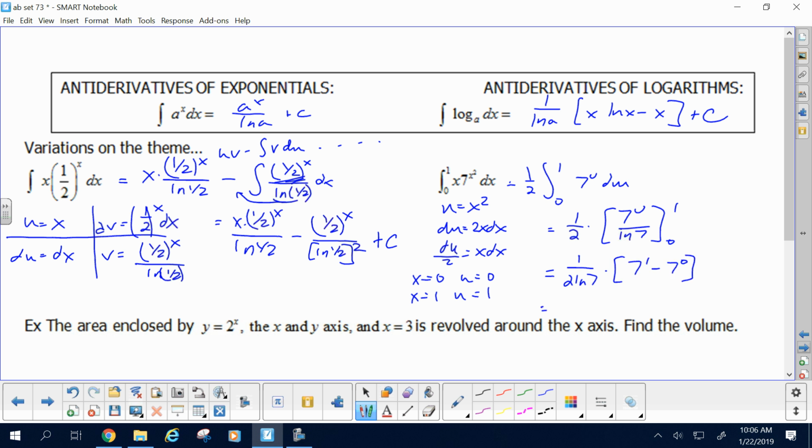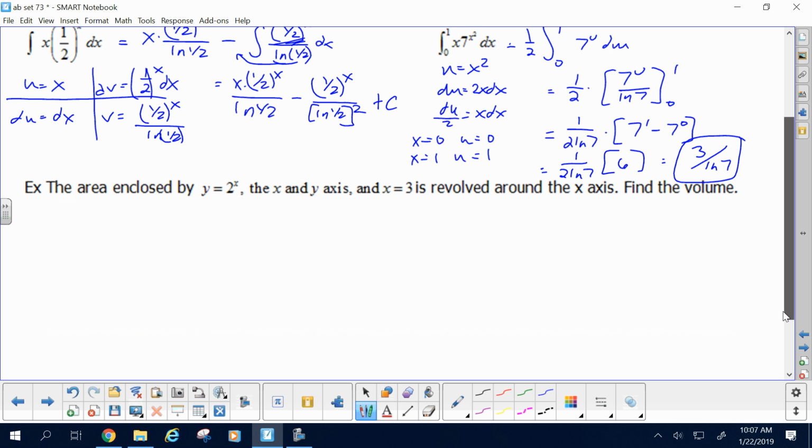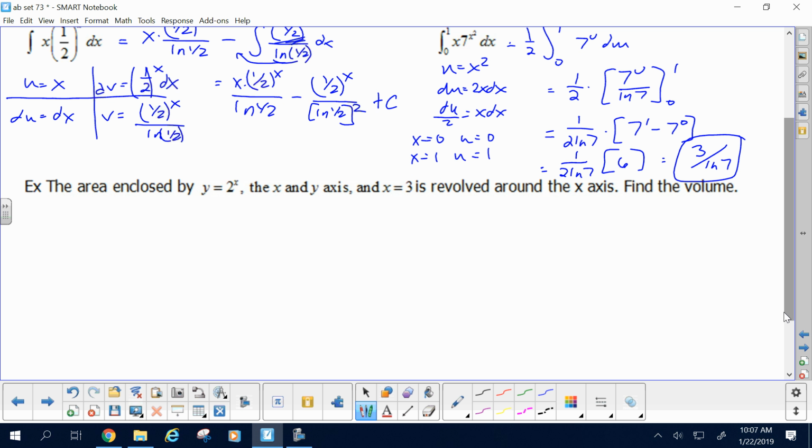Okay, the last common mistake is thinking a 0 will yield nothing. In this case, with exponentials, when you put in a 0, you do get something, yeah? What is the inside? It's not 7, it's 6. So your final answer is 3 over log 7. Okay? Because 7 to the first minus 7 to the 0 is 7 minus 1. All right. Let's try this bad boy.